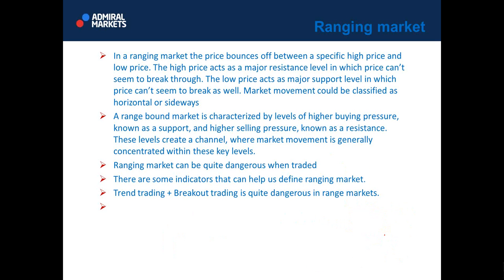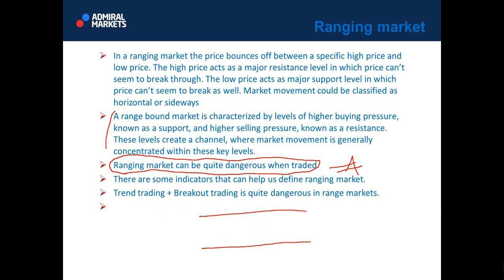Okay, so now, a ranging market can be quite dangerous when traded, and this is the truth. This is the hardest part of Forex trading, doing breakout trades in a ranging market. That is very, very dangerous to your account. So in this particular example, a range-bound market is characterized by levels of higher buying pressure, known as support, and higher selling pressure, known as resistance. Those levels create a channel, and market movement is concentrated within these key levels. So that is very, very dangerous. You have probably heard many times about false breakouts. The price rushes to break that big range and then falls back into the range, completely ignoring it.